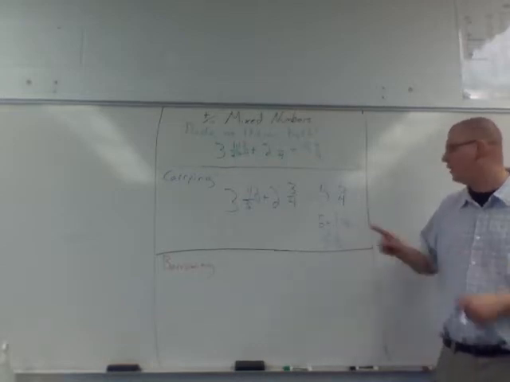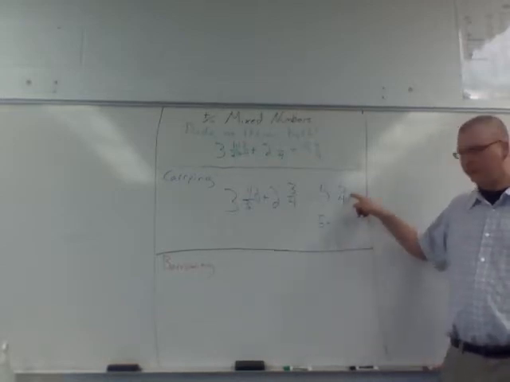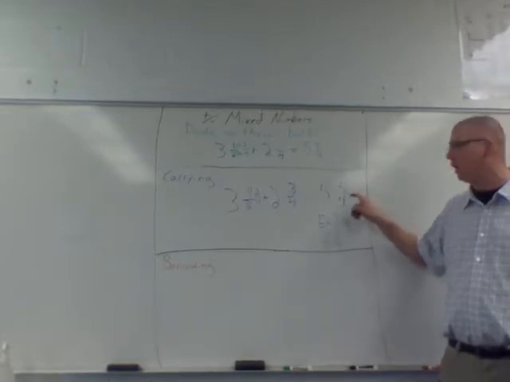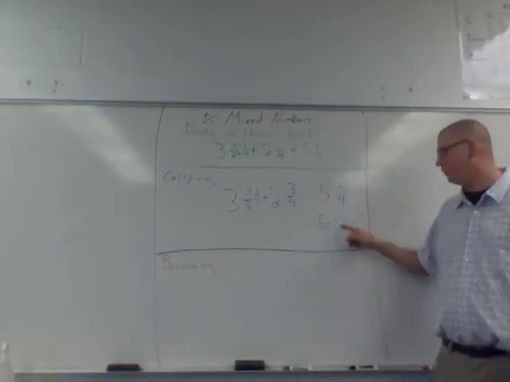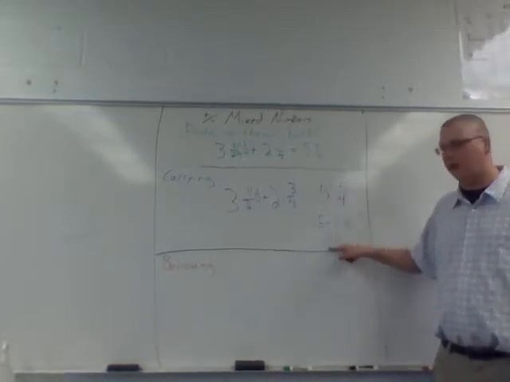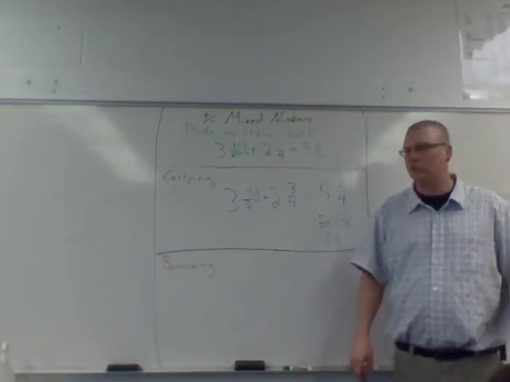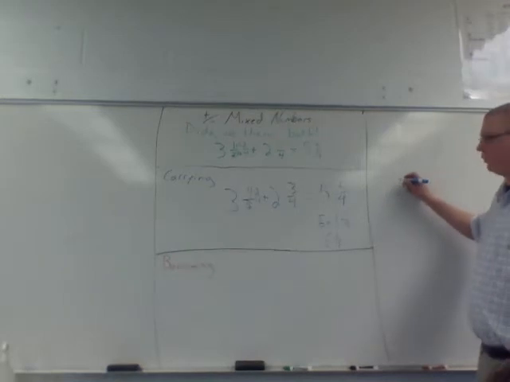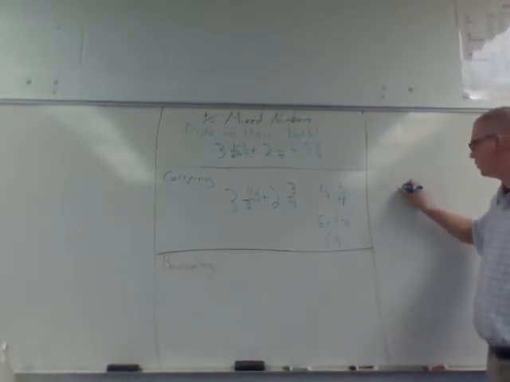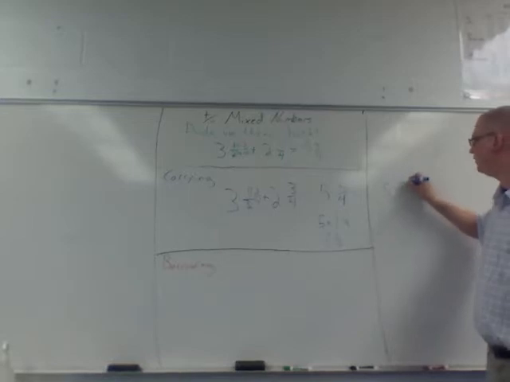This is carrying because this 1 is stuck in this fraction. We have an improper fraction as part of a mixed number. So we need to unstick it and promote it to our wholes. Can we see this? I had 5 and 10 fourths.